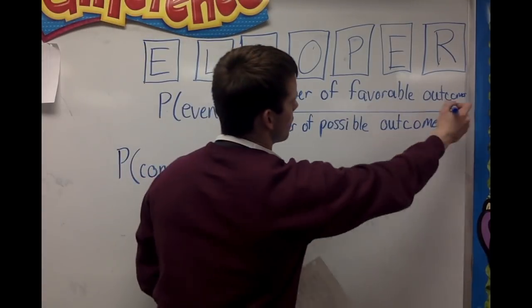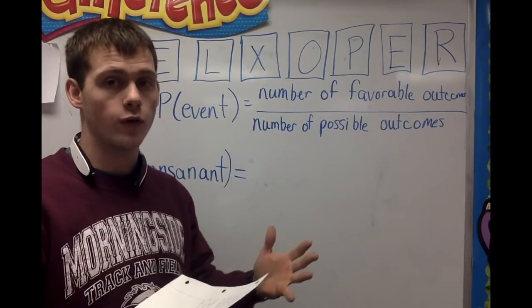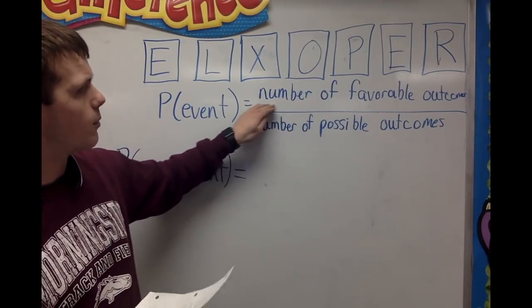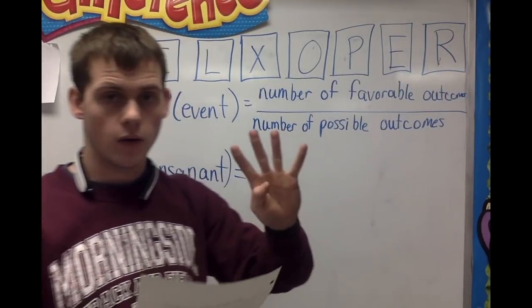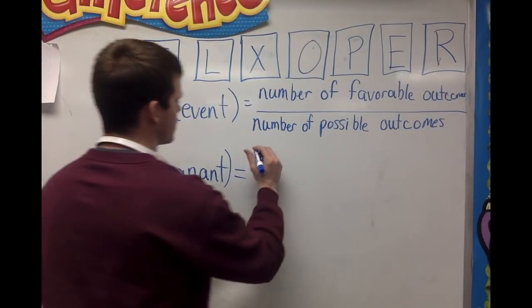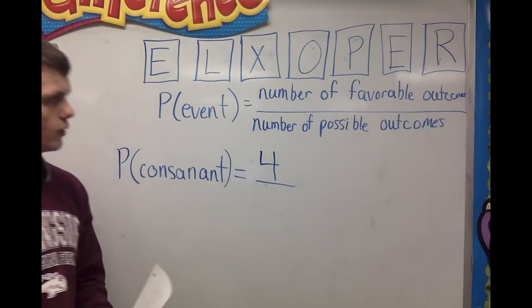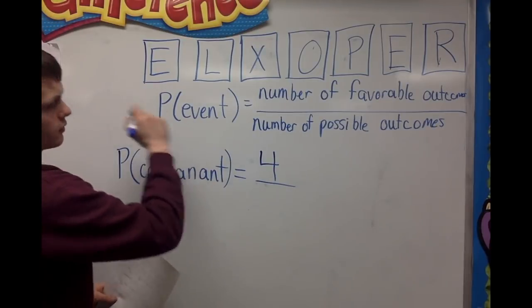So the number of favorable outcomes. So remember, favorable is what we want to happen, what we're looking for. And we're looking for consonants. We're trying to find the number of them. So we had 1, 2, 3, 4 consonants that we can choose from. Now, the number of possible outcomes. We covered that in the last one. There's 7 tiles.